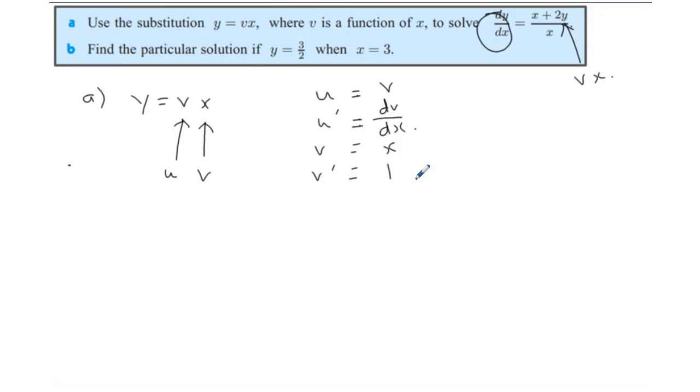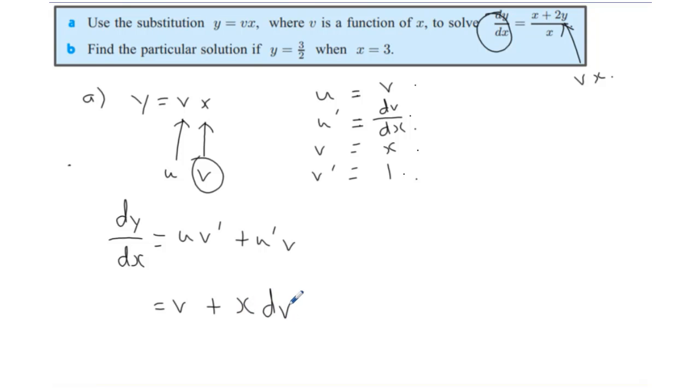Now we can write dy by dx. Remember, according to the product rule, it's u v dashed plus u dashed v. When I'm talking about v here, I mean the v in terms of the product rule. So that's going to be u, which we said was v, times v dashed, which is just 1, plus u dashed, which is dv by dx, times v, which is x. I'm going to write that as x dv by dx. Now we've got a substitution we can make for dy by dx and for y.